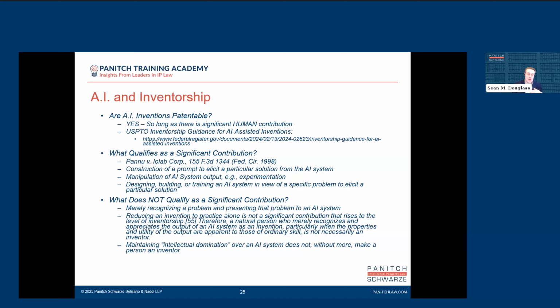So what does not qualify as a significant contribution in that sense? It would be merely recognizing a problem and then presenting that problem to the AI system. So just asking the AI system to solve a problem for you with you having no idea what the solution is going to be, no idea how to get there whatsoever, just coming up with a problem itself is not enough. So that is not going to get you across that threshold. So again, the construction of a prompt can be kind of key in here.